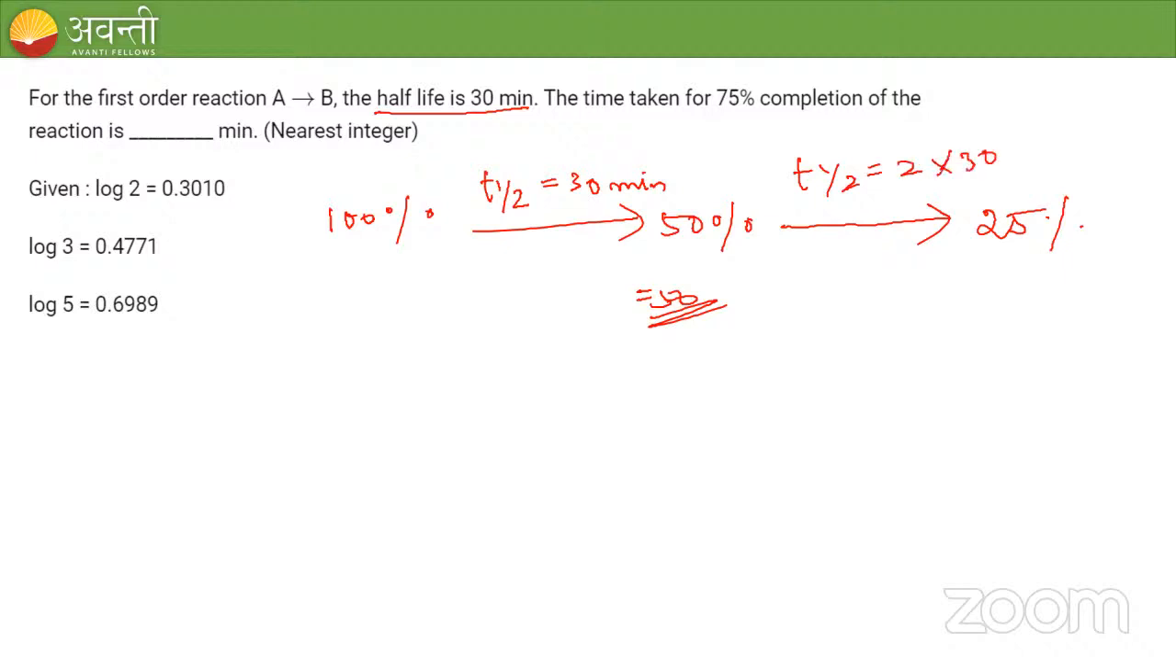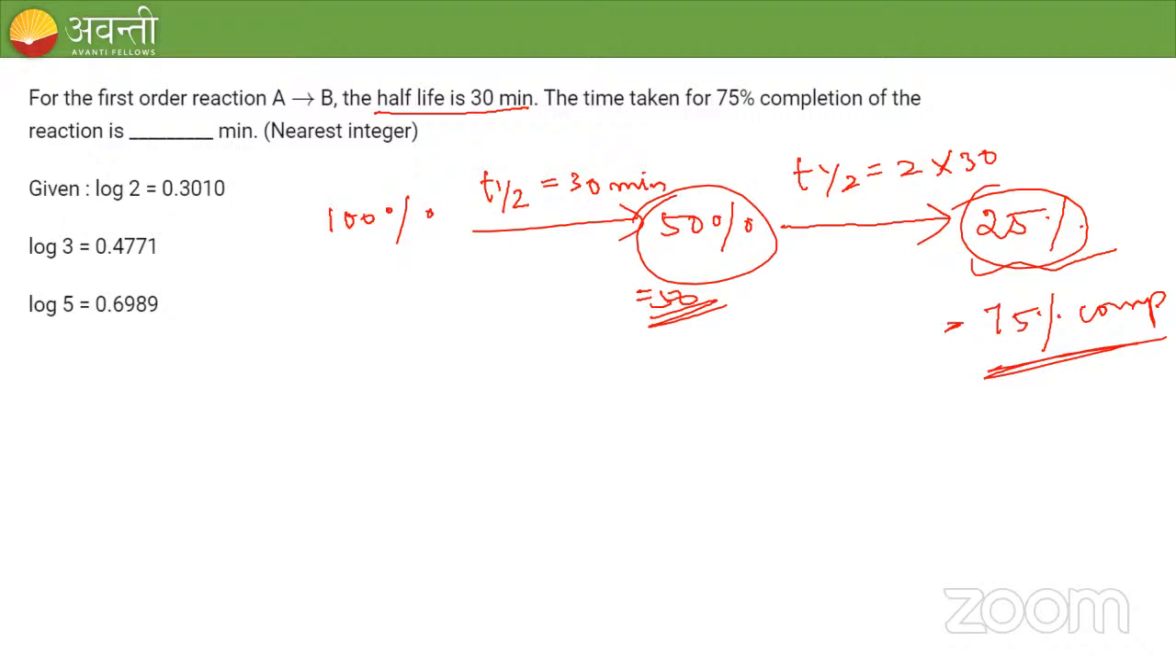So it will be 2 into 30, which means this is nothing but 75% completion. Already 50% have got completed. Now here 25% have got completed. So totally at this point 75% of the reactant have reacted. 75% of the reaction has undergone the reaction.